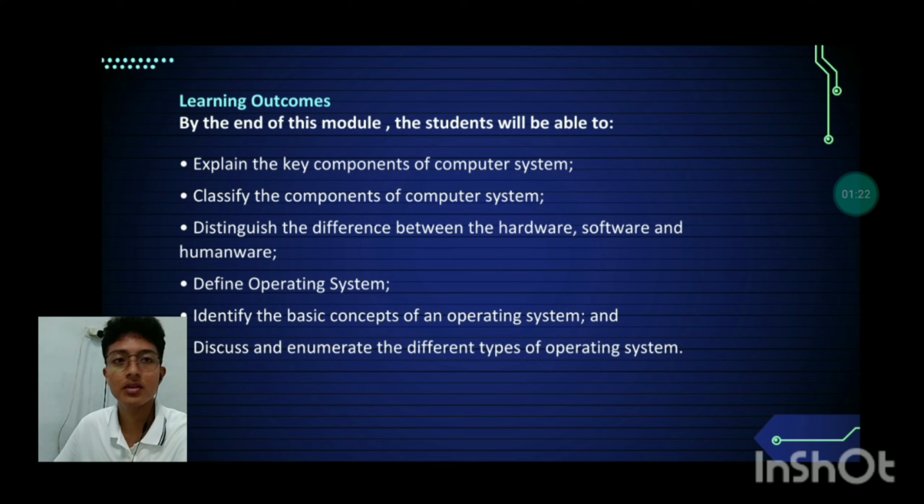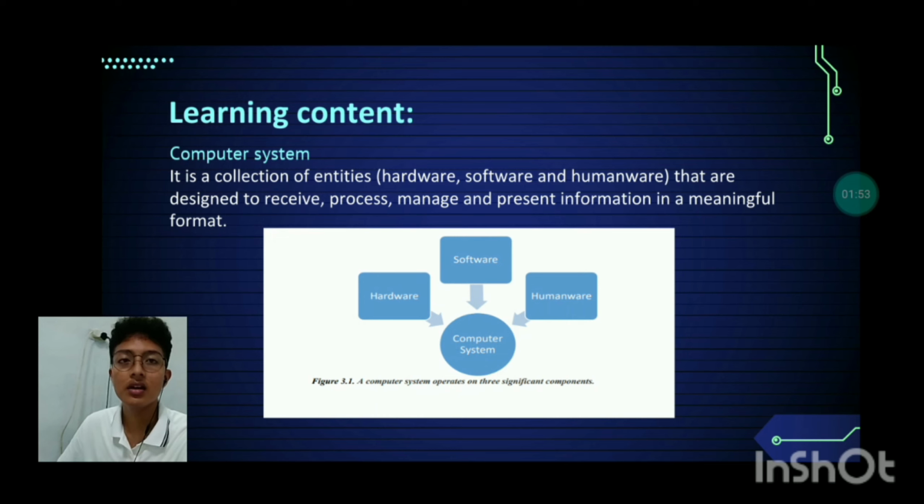By the end of this module, the students will be able to: number 1, explain the key components of the computer system; number 2, classify the components of a computer system; number 3, distinguish the difference between the hardware, software, and the humanware; number 4, define operating system or the OS; identify the basic components or concepts of the operating system; and discuss and enumerate the different types of operating system. And now let's move on to the learning content.